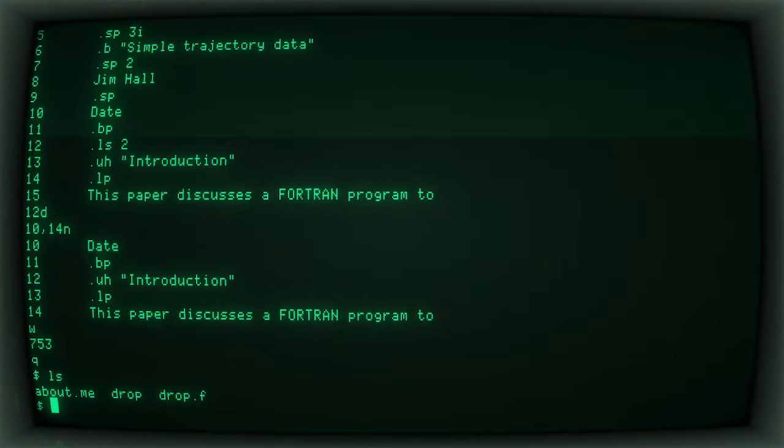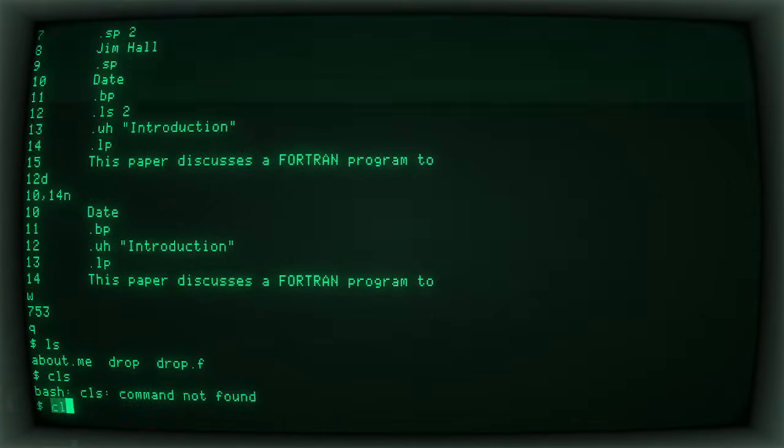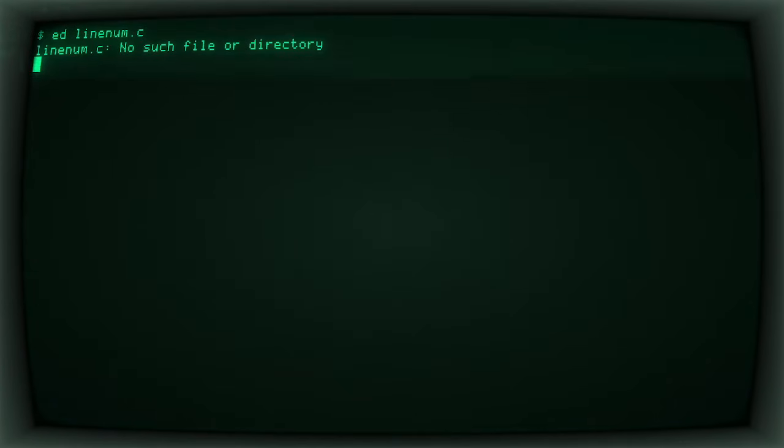So let's write a simple C program that will put line numbers in front of each line. So we'll clear the screen here, and we're going to do ed on a program called linenum.c. This file doesn't exist, so it's going to be a new file. Let's go ahead and start a new one. Now, I'm not going to be able to write old original C on here, so we'll just do the best here that we can.